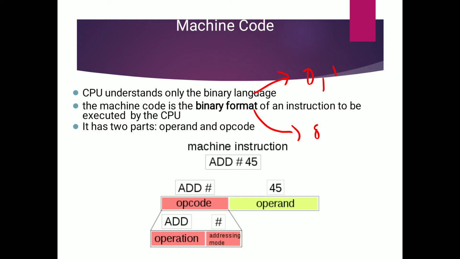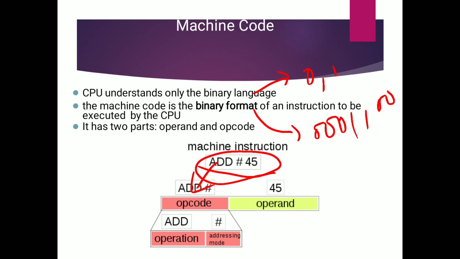That means it is 00011100 like this. The machine code is the binary format of an instruction to be executed by the CPU. Means the machine code is the binary form of an instruction that is to be executed by the CPU. It has two parts, that is opcode and operand. Suppose the machine instruction is add #45. Add is the operation code or opcode and 45 is the operand.